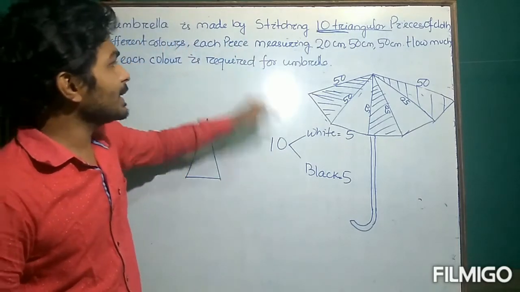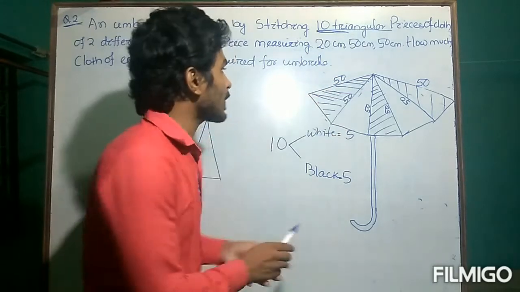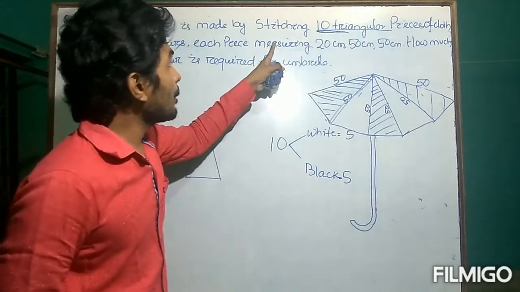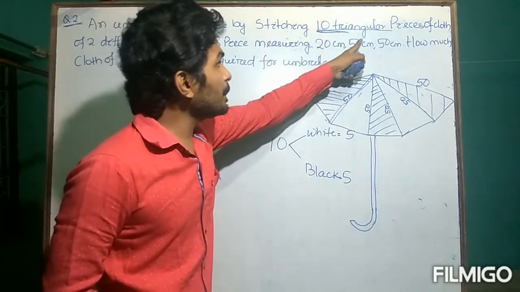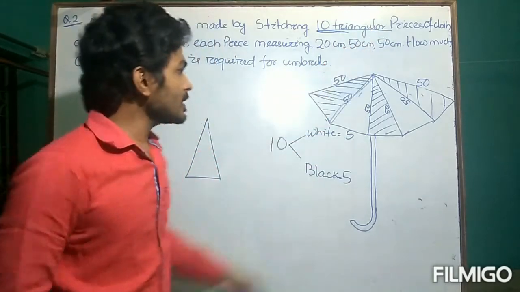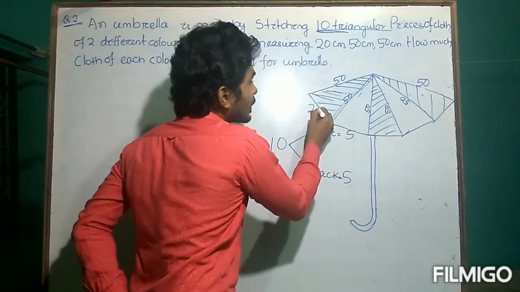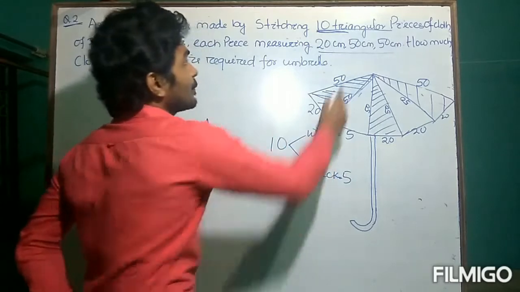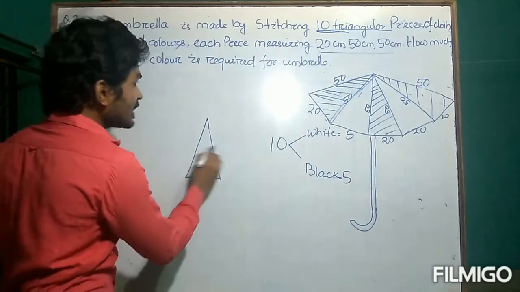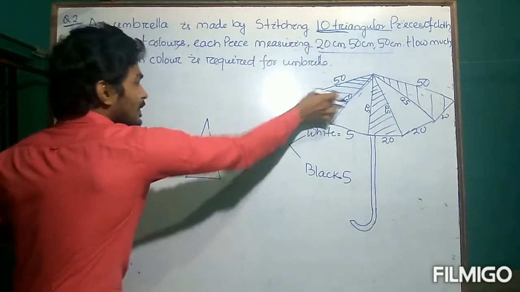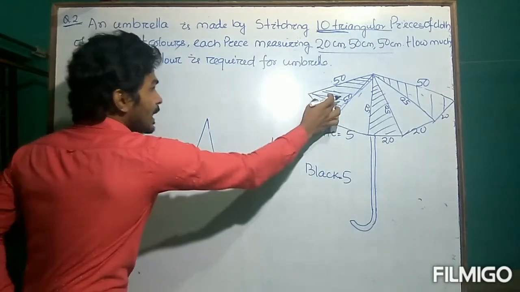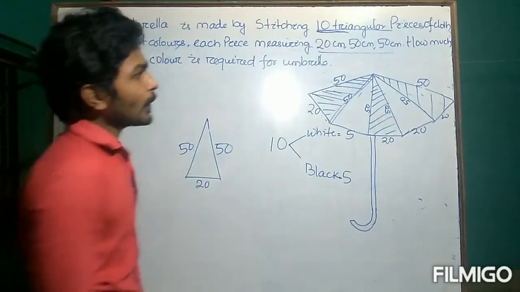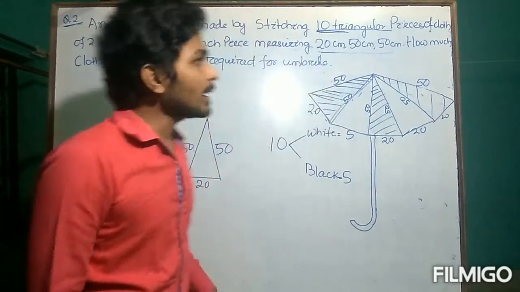And each piece, suppose it is a piece of triangle, measures 20 centimeter, 50 centimeter, 50 centimeter. Since it is a triangle, it has 3 sides. The 3 sides are 50, 50 and 20. Suppose I am drawing this triangular piece here. So this is 50, this is 50 and this is 20. Okay, 50, 50, 20. Clear?